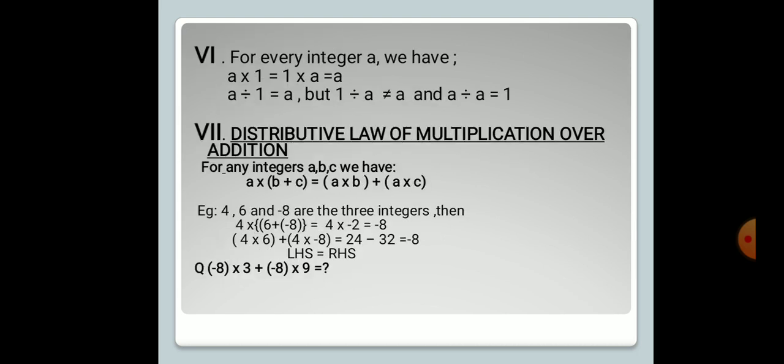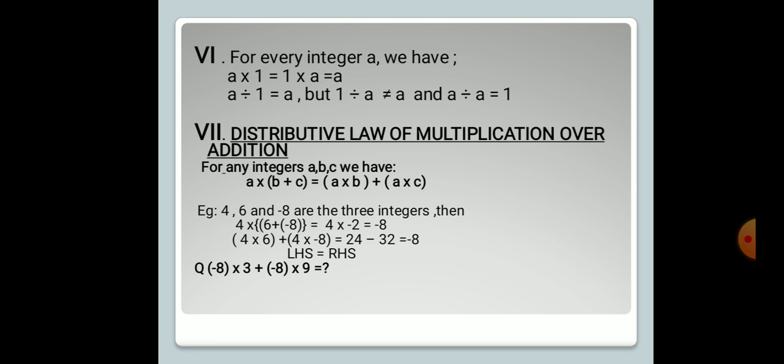Okay. Then the next, for every integer A, we have A into 1, any number multiplied with 1 or 1 into any number is equal to the number itself. 5 into 1 or 1 into 5 is equal to 5, 1 into 50 or 50 into 1 is equal to 50 itself. Then A divided by 1, any number divided by 1, also you will get the number itself. 15 divided by 1 is equal to 15.